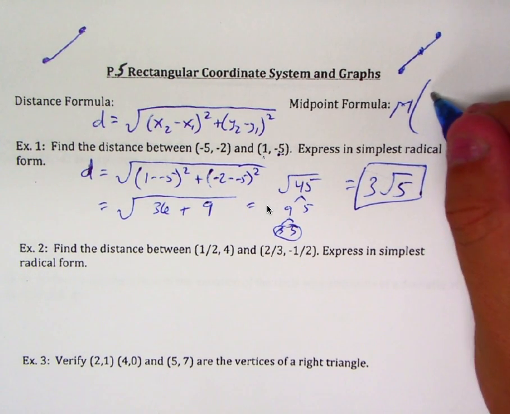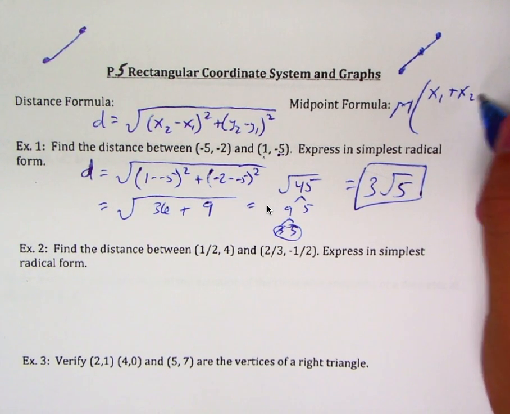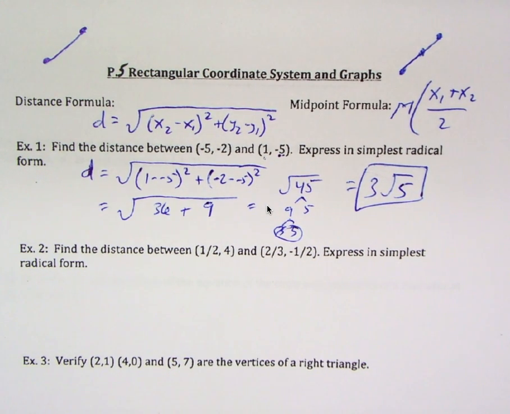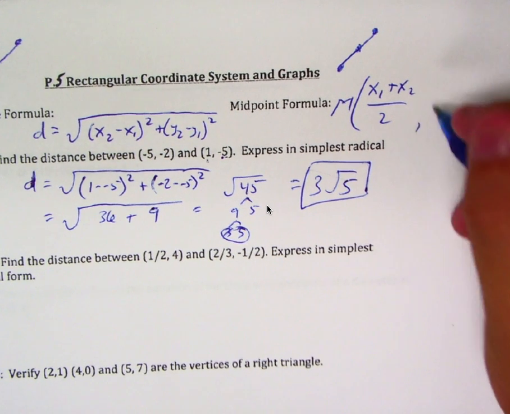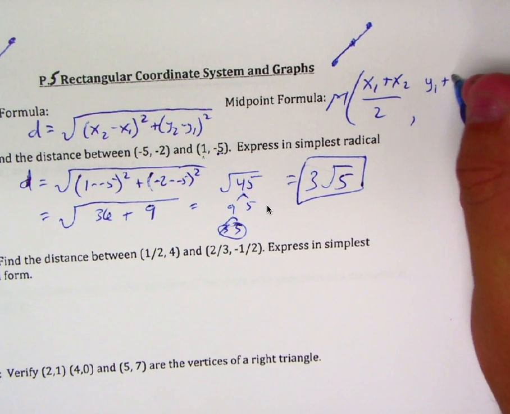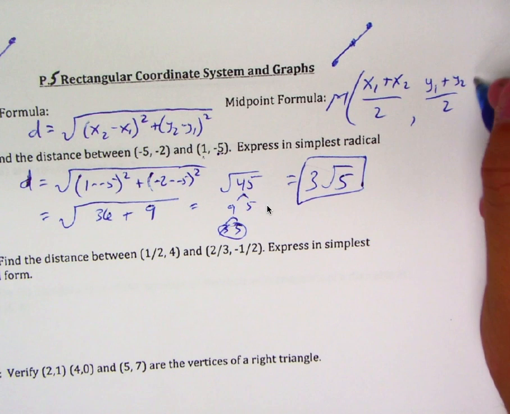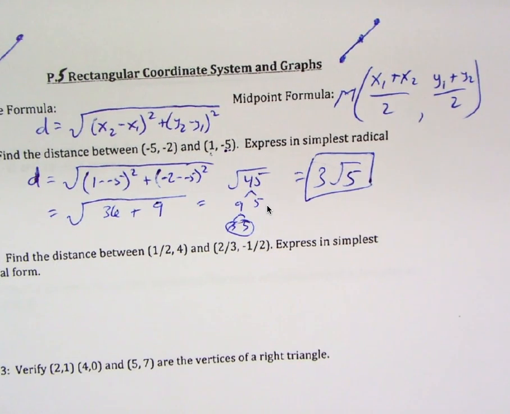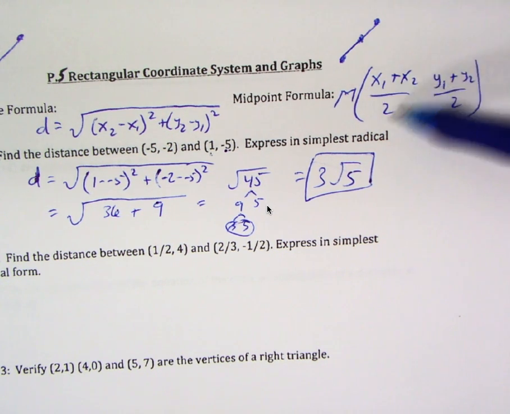You're going to add your x-coordinates, divide by 2. That finds you the x-coordinate of the midpoint. Comma, do the same thing with the y's. y1 plus y2 over 2. And what this is doing is taking the average of your x values and then the average of the y values. That's what this midpoint formula is doing.